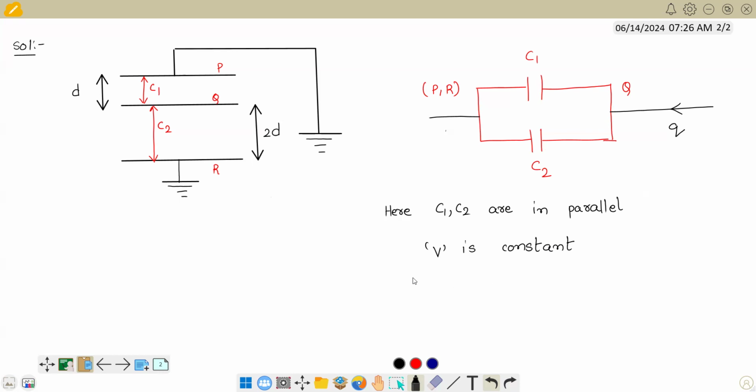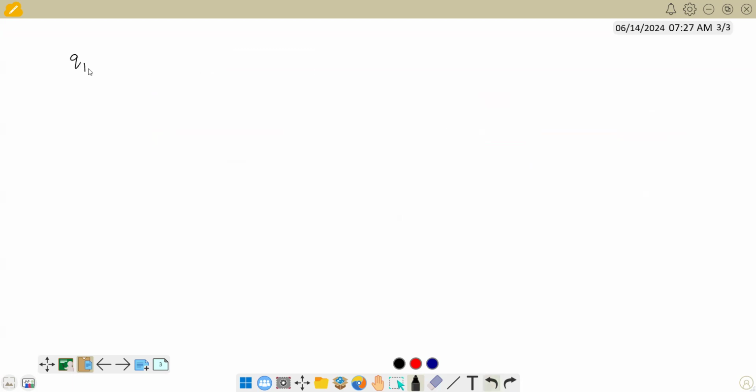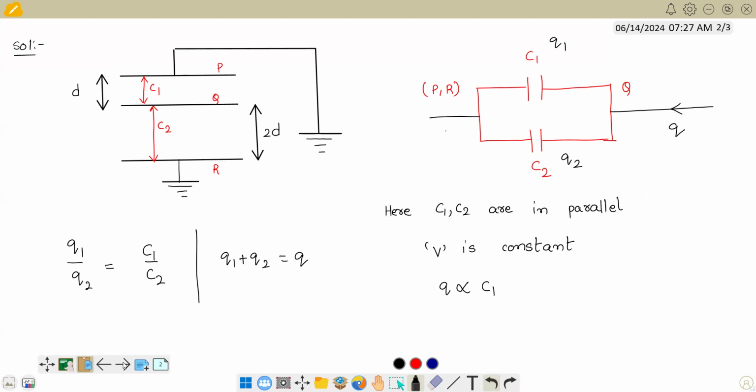Since V is constant, we can write, let me call this Q1 and Q2. Charge is proportional to C. So we can write Q1 by Q2 equals C1 by C2. Not only that, we can even write Q1 plus Q2 equals Q. We know sum and we know ratio. So based on this, I'll do it in the next page. We can write Q1 equals its corresponding ratio divided by sum of ratio into capital Q. So let us find what is C1 and C2.